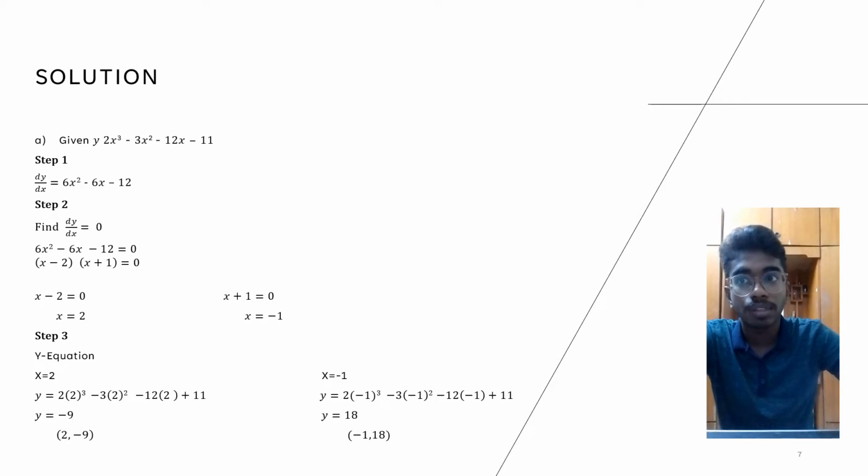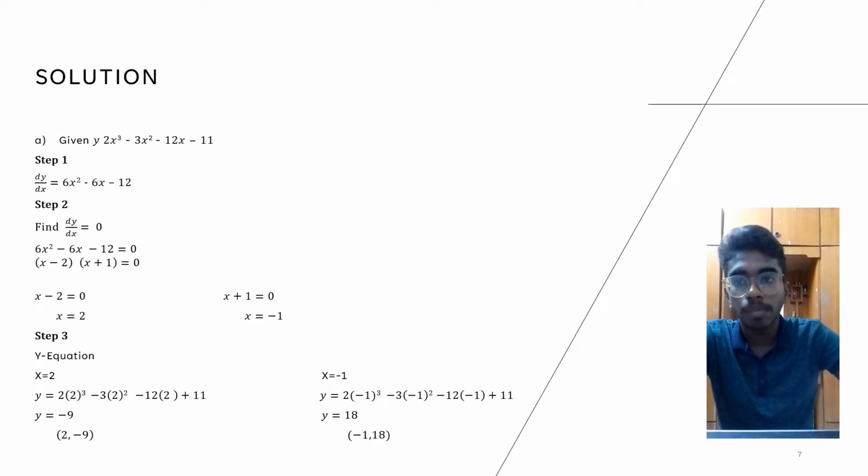Given our function is y equals 2x cubed minus 3x squared minus 12x plus 11, we use the power rule of differentiation to find the derivative function, and doing so we find the following: 6x squared minus 6x minus 12. Step 1 done, and we move on to step 2.